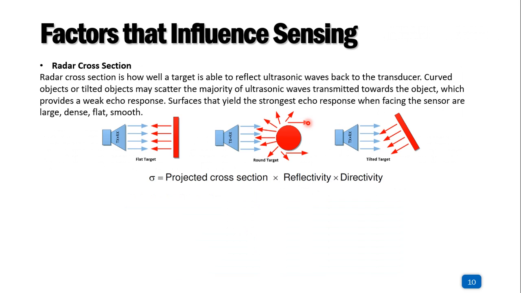Another factor to consider is radar cross-section. The radar cross-section is how well the target is able to reflect ultrasonic waves back to the transducer. Curved objects like this, or tilted objects, may scatter the majority of the ultrasonic sound transmitted towards the object, whereas a flat target gives a good response back to the receiver. So the surfaces that yield the strongest echo response are large, dense, flat, and smooth objects. Basically we can compute this as the product of projected cross-section, reflectivity, and directivity.